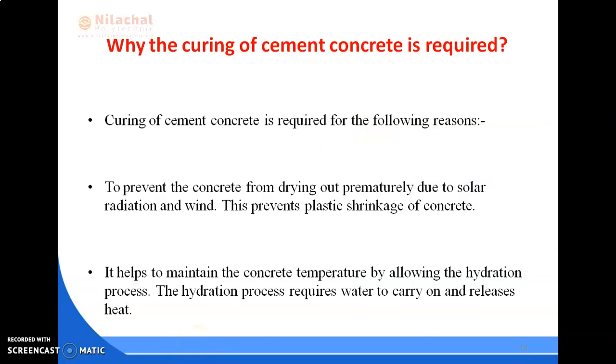Next important question: why is the curing of cement concrete required? Curing of cement concrete is required for the following reasons. The main reason is to prevent the concrete from drying out prematurely due to solar radiation and wind, and this prevents plastic shrinkage of concrete. It also helps to maintain the concrete temperature by allowing the hydration process, and the hydration process requires water to carry on and releases heat.